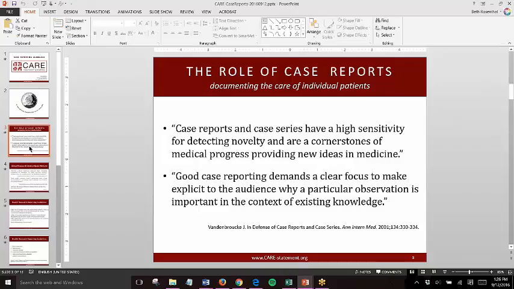This has been done. This has been thought about deeply by some very talented people who are much brighter than I am. Jan Vandenbroucke in the Netherlands wrote an eloquent article in 2001 in the Annals on independent case reports and case series. And he said, you can read it here, that case reports have a high sensitivity for detecting novelty. And good case reporting demands a clear focus to make explicit to the audience why a particular observation is important in the context of existing knowledge. So this was in 2001. Next slide, please.